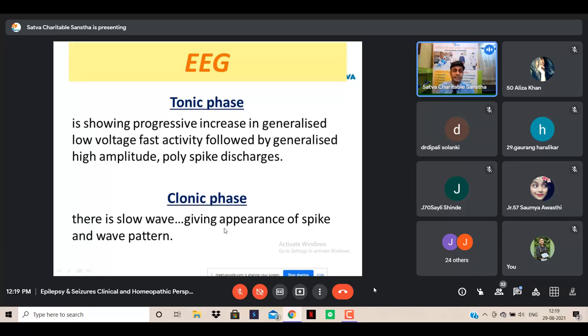So there are various EEG changes which can be seen. In the tonic phase, there is progressively increasing low voltage, fast activity. Depending on which lobe you are putting the electrode, that particular lobe will pick up the activity, which will be high and low voltage, fast activity. Eventually the low voltage gets converted into high amplitude, and there will be polyspikes, multiple spikes which are seen. And in the clonic phase, the activity will go low again, and slow waves are seen.